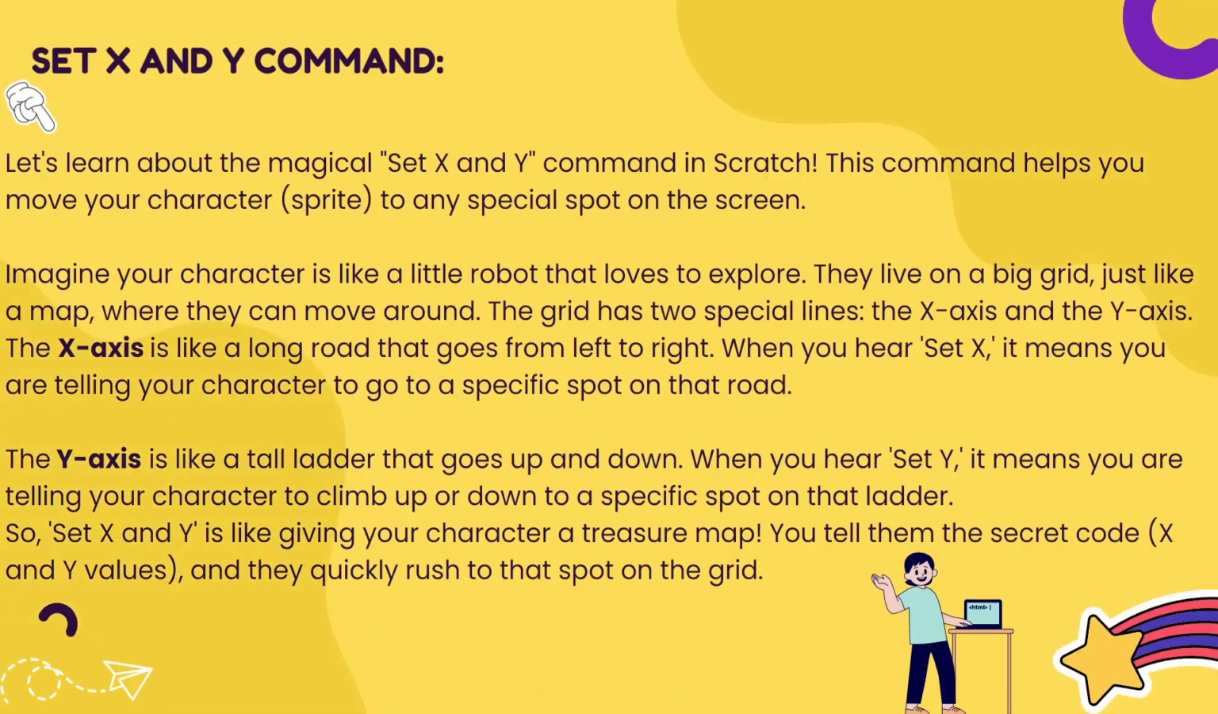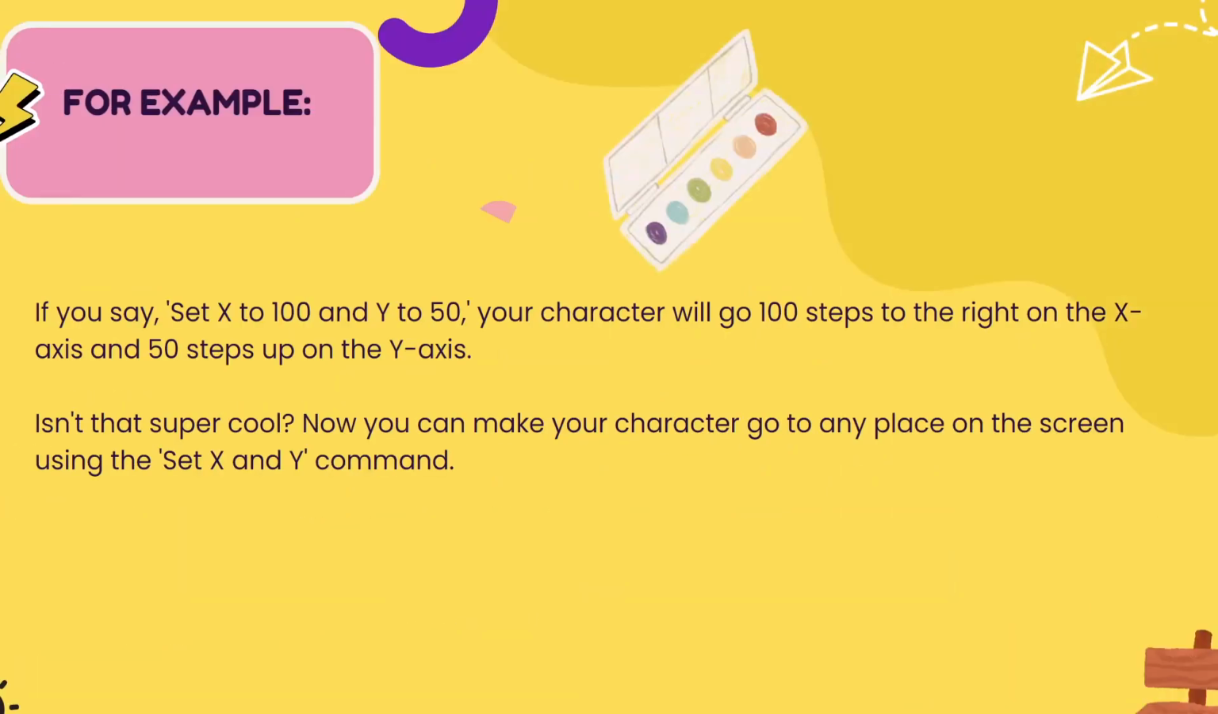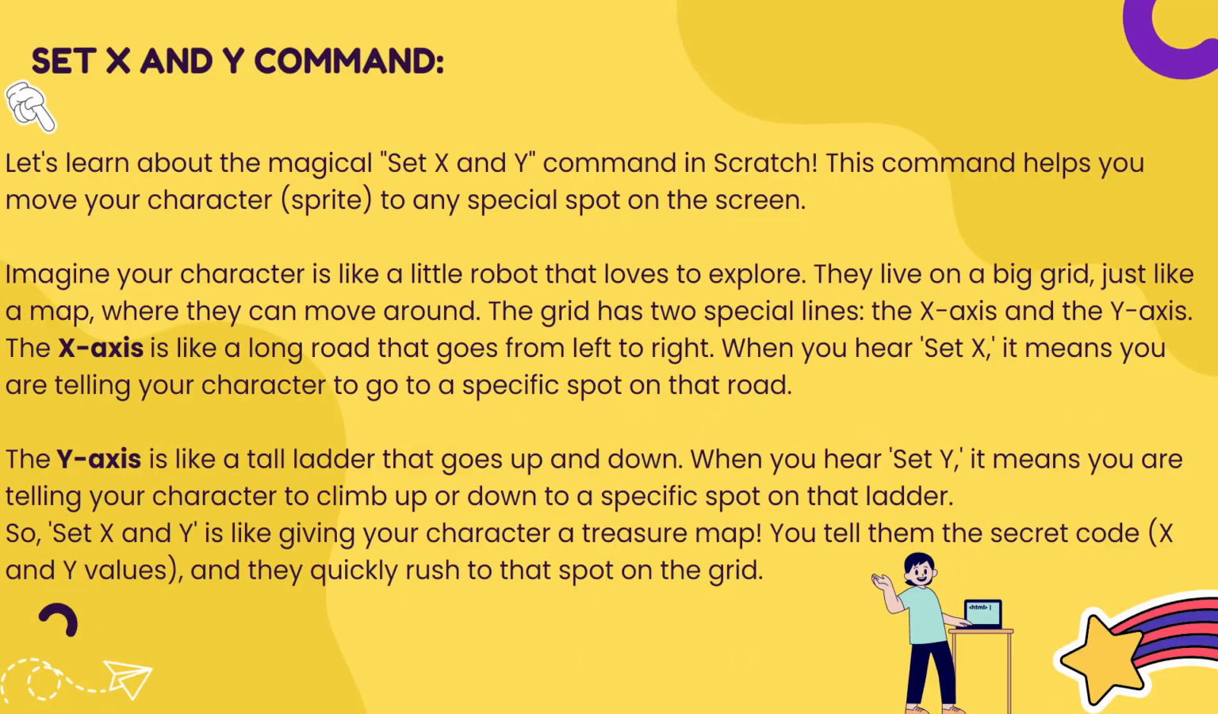So let's learn about the magical set of commands, that is set X and Y. Before we proceed on this, we should understand what X is and what Y is. When you talk about directions, there are 2 things you have to remember. First is the horizontal line and second is the vertical line. First, let's talk about the horizontal line. The easiest way to think of a horizontal line is a sleeping line. Anything that is on a sleeping line is horizontal.